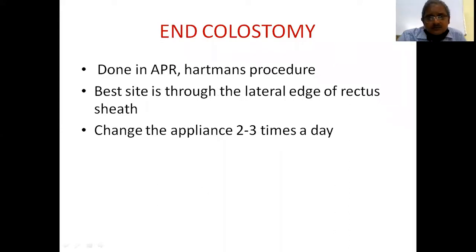What is this end colostomy? End colostomy is done whenever you have removed the remaining part of the bowel distal to it, so there is no other option, just do a colostomy. It is done in APR, abdominoperineal resection for carcinoma rectum, and in Hartmann's procedure. And whenever there is very significant diverticular disease of the sigmoid colon, or complications arising from the sigmoid colon, then we go for a subtotal colectomy and an end colostomy.